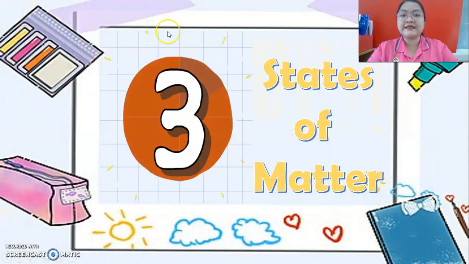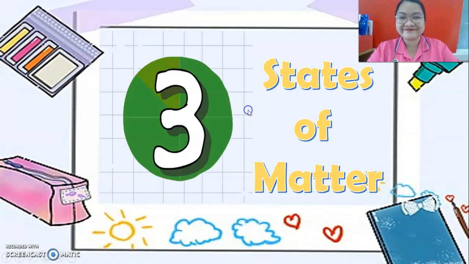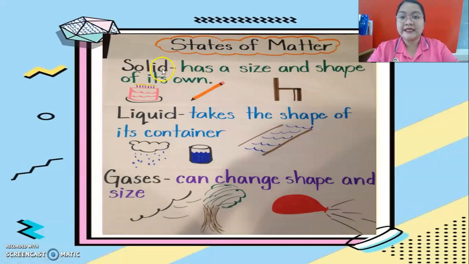Again, what are the three states of matter? We have solid, liquid, and gas. When we say solid, it has a size and shape of its own. We cannot change the size and we cannot change the shape.